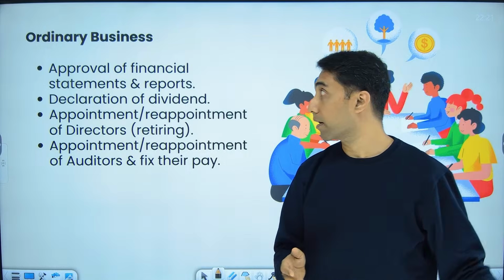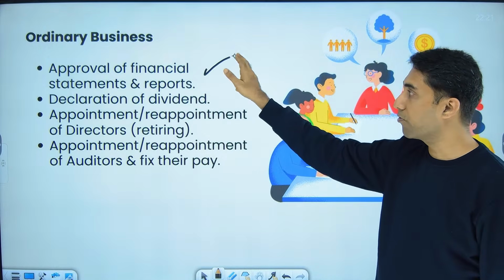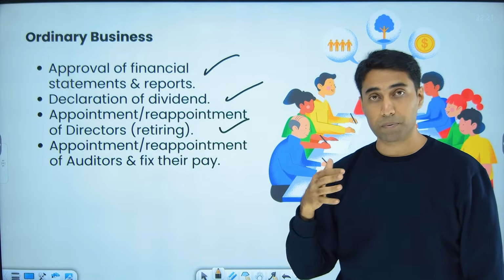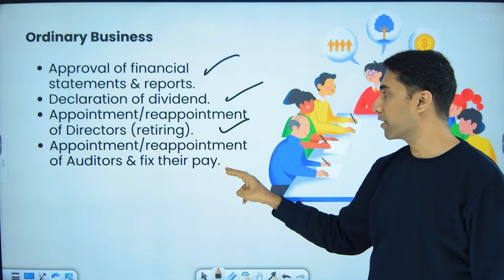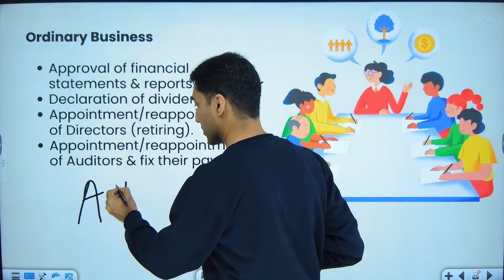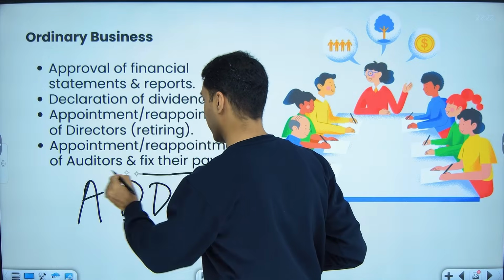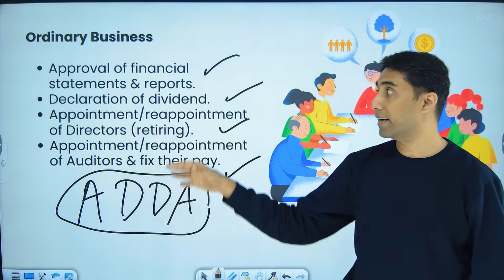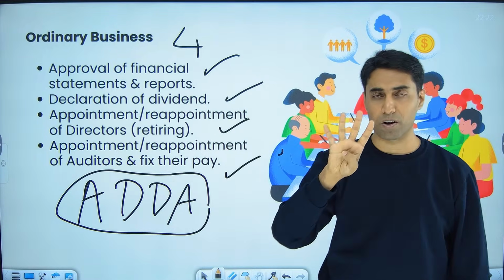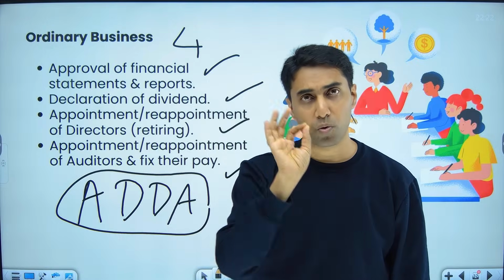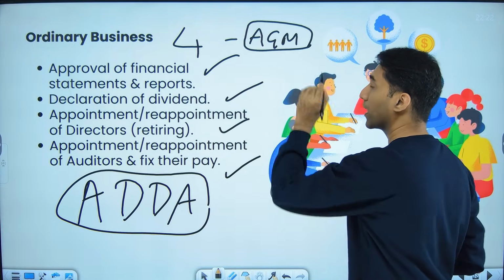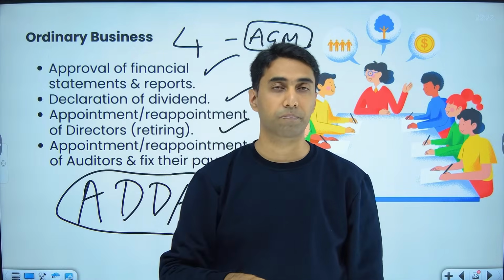Okay. All right. So what is ordinary business? Approval of financial statements, declaration of dividend, appointment of directors in the place of retiring ones, and appointment and reappointment of auditors and fixing the remuneration. So this is a very famous abbreviation, ADDA. They call it ADDA for the ordinary business. So there are only 4 types of ordinary business, and ordinary business is only in AGM. Please remember this. There are only 4 types of ordinary business, and that is only in AGM, nowhere else.